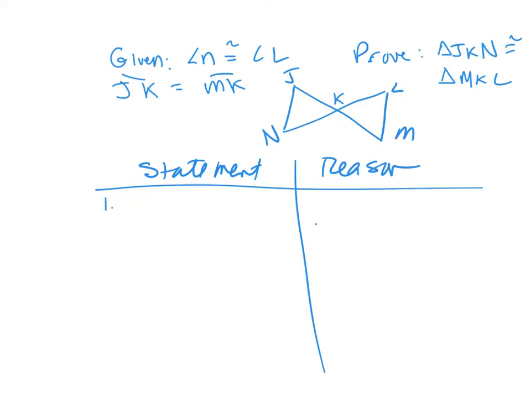So we have a given as angle N is congruent to angle L. So let me mark those. Let me mark the givens. And JK is congruent to MK. So I have a side and an angle marked. I need one more thing.